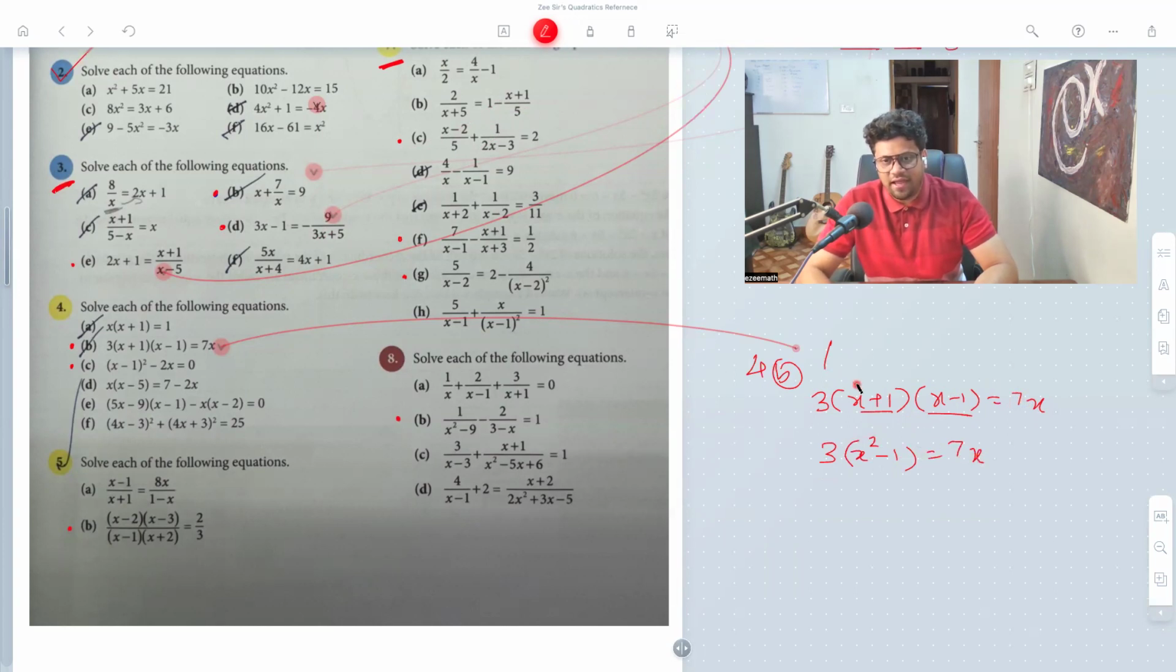I'll tell you the reason why. This is in the form of a plus b multiplied by a minus b. A plus b into a minus b is a square minus b square. That's why we have x square minus 1 over here.